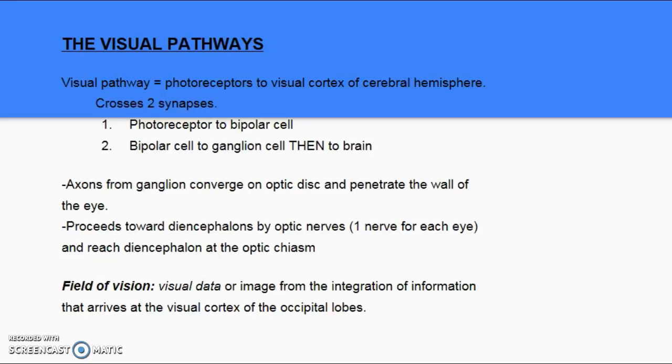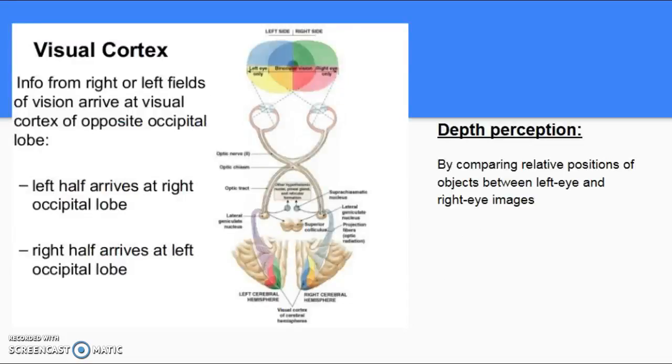Field of vision is the visual data or image from the integration of information that arrives at the visual cortex of the occipital lobes. Visual cortex. Info from right or left fields of vision arrive at the visual cortex of opposite occipital lobes. The left half arrives at the right occipital lobe. The right half arrives at the left occipital lobe.